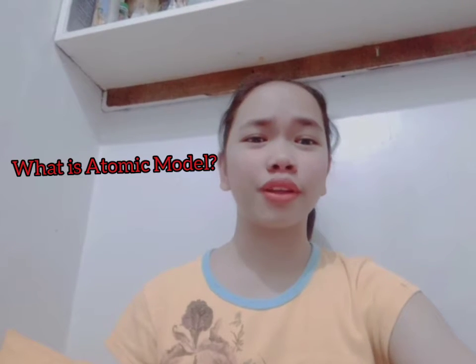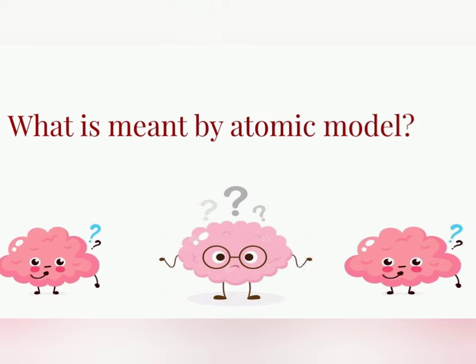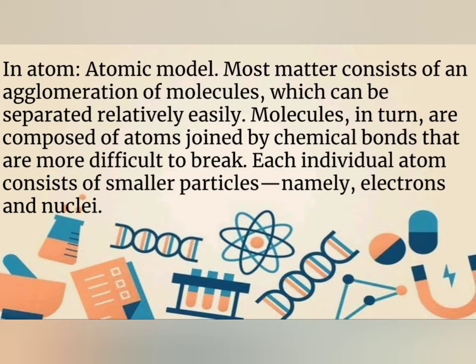So please watch this. First of all, let me ask, what does atomic model mean? In the atomic model, most matter consists of an agglomeration of molecules, which can be separated relatively easily. Molecules, in turn, are composed of atoms joined by chemical bonds that are more difficult to break. Each individual atom consists of smaller particles, namely electrons and nuclei.